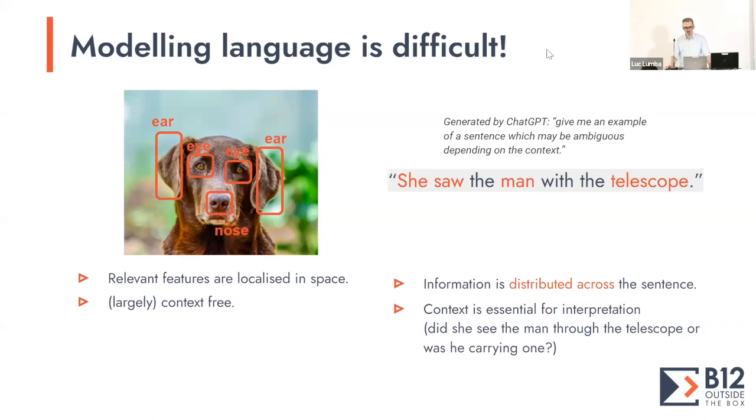If you take a sentence that says "she saw the man with a telescope," how we interpret that sentence depends on the context. That's not present here, but it would probably be somewhere else in the paragraph. So I can interpret this as her seeing a man through the telescope, or I can also interpret it that she saw a man who was carrying a telescope. And for an AI model to actually capture this information is a lot more challenging.